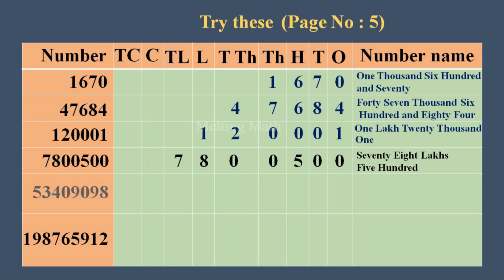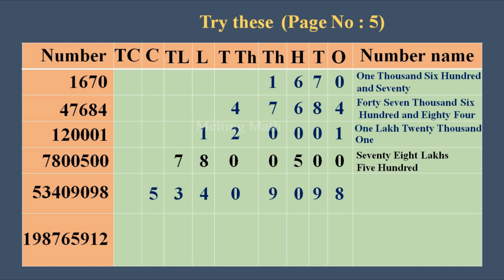And see the next one, that is 53409098. Here also we know the last digit 8 is in the ones place. Next 9 is in the tens. Next 0 is in hundreds. Next 9 is in 1000. Next 0 is in 10,000s. Next 4 is in the lakh place. Next 3 is in the 10 lakh place. Next 5 is in the crore place.